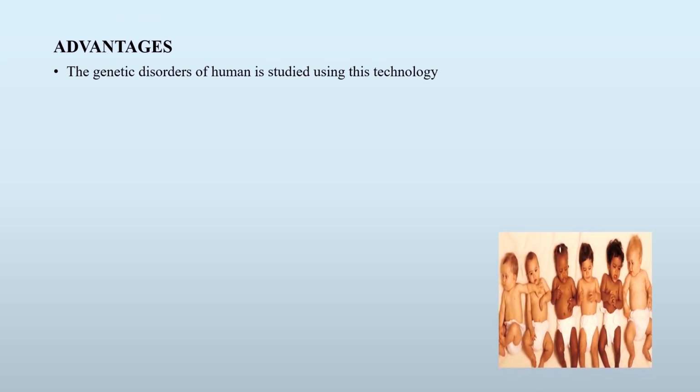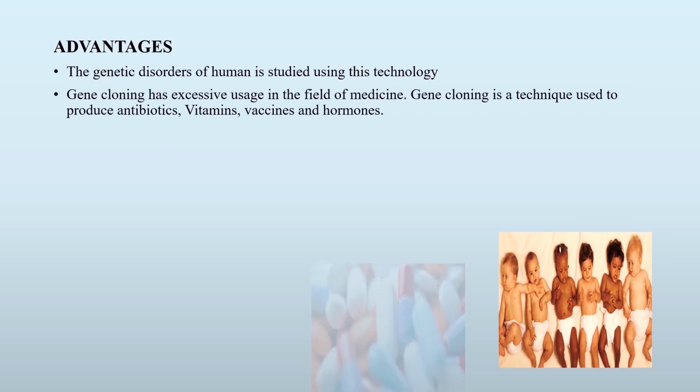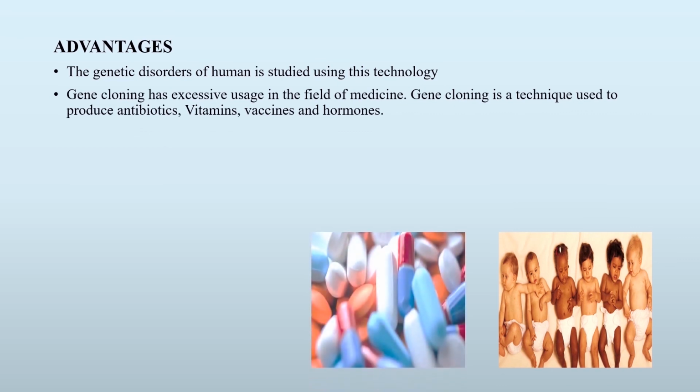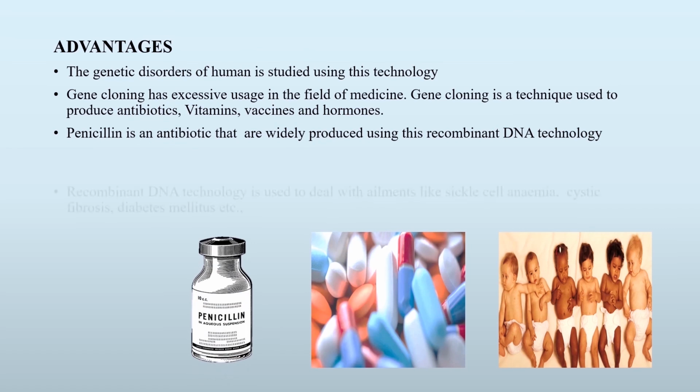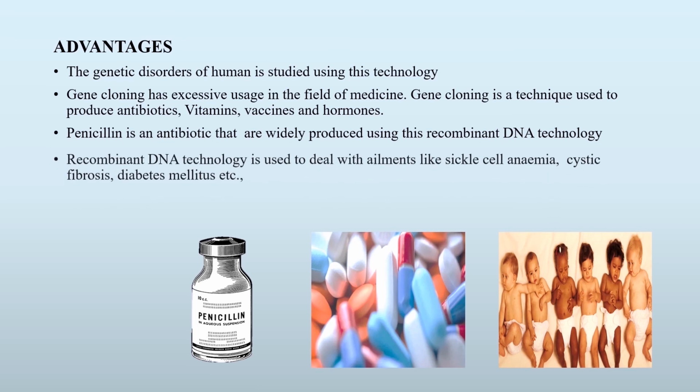Advantages of recombinant DNA technology. The genetic disorders of humans are studied using this technology. Gene cloning has extensive usage in the field of medicine. Gene cloning is a technique used to produce antibiotics, vitamins, vaccines, and hormones. Penicillin is an antibiotic that is widely produced using this recombinant DNA technology. Recombinant DNA technology is used to deal with ailments like sickle cell anemia, cystic fibrosis, diabetes mellitus, etc.